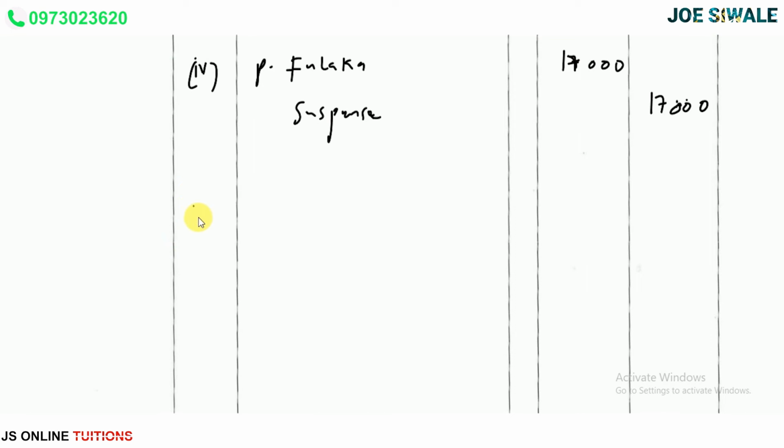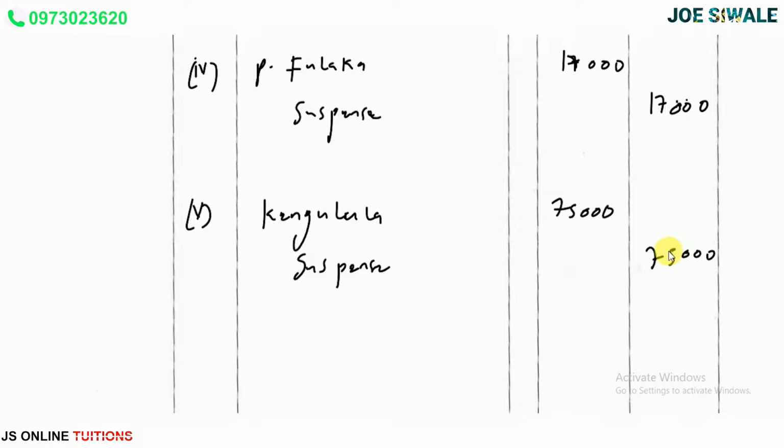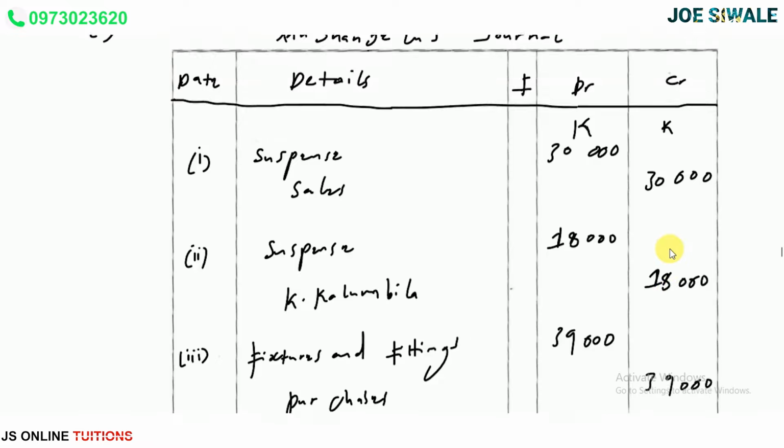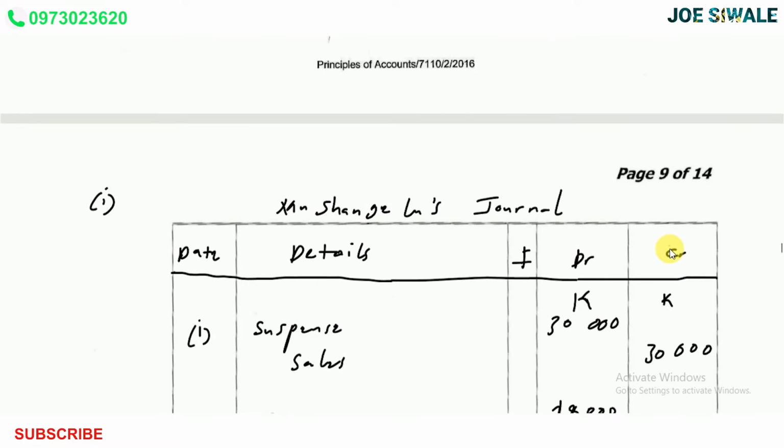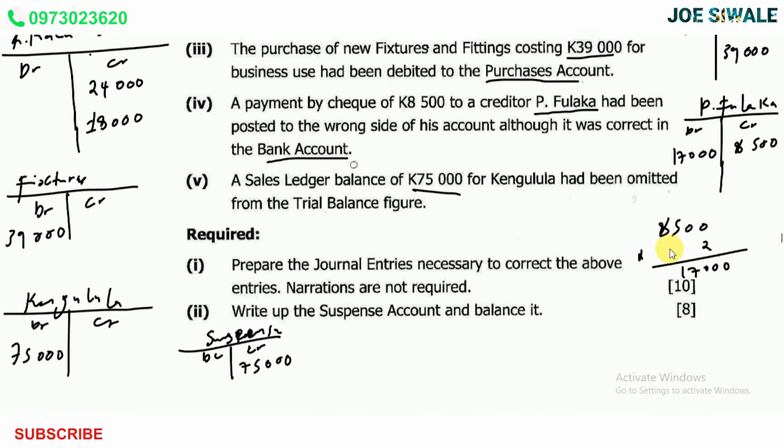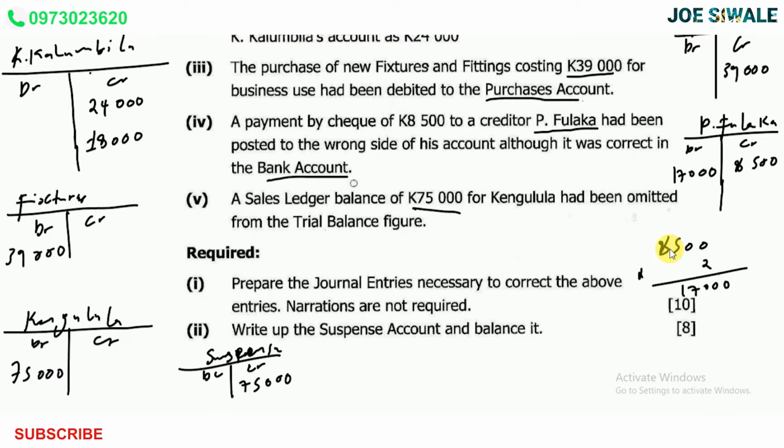So we have 5 there. We have K Ngulula there. We have 75,000 on the debit side. Then for the Suspense, we're going to put it on our credit side. So we are done with the journal entry of Mushangelu's account. Let us look at Roman numeral 2, write up the suspense and balance it.